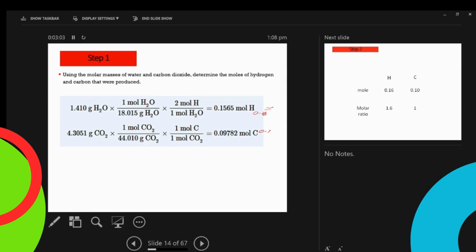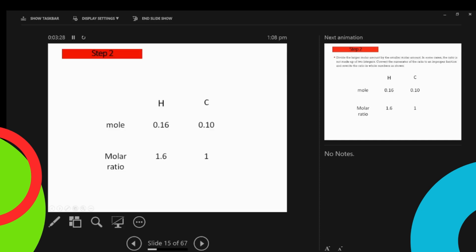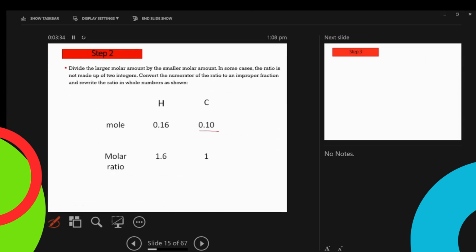Now we are done with two steps. Step number 3 would be, we have to divide them with the smallest number of whatever you get. For example, which is smallest, 0.1 or 0.16? You have to divide with whichever is the smallest one. So 0.1 is the smallest one, so you just divide both numbers with 0.1. Let's divide it in the other step and then write it. So here we are dividing both with 0.1 and 0.1. The answer would be 1.6 and 1. So this is your hydrogen and this is your carbon.